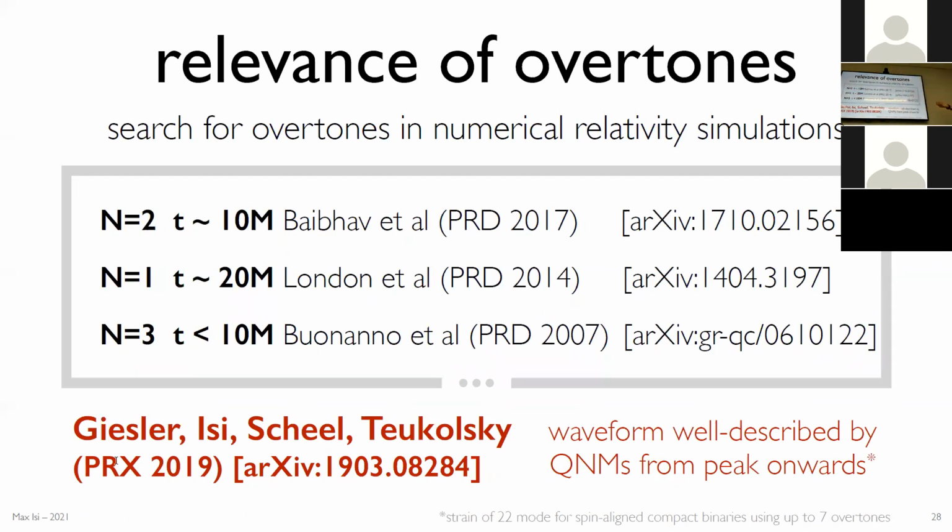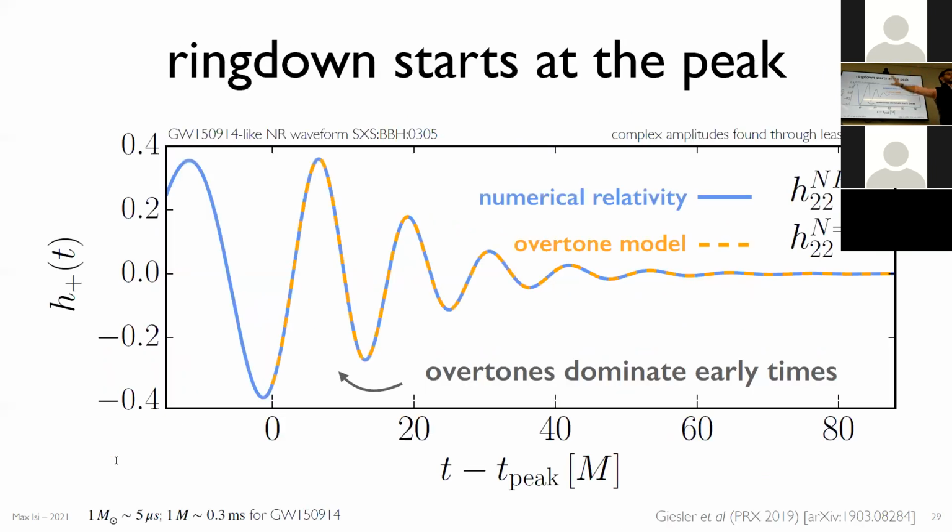But it wasn't really, I think it's fair to say, until this work by Giesler et al. in 2019, where it was pointed out that really the full waveform, essentially from the peak onwards, is perfectly described by this spectrum of modes, as defined by the final black hole that comes from numerical relativity, final for us being the end of the numerical relativity simulation. So you can grab the spectrum, you know the mass and the spin, you can predict what the quasi-normal modes are, and you can find that the whole waveform is perfectly described essentially from the peak onwards as a superposition of up to 7 overtones plus the fundamental mode.